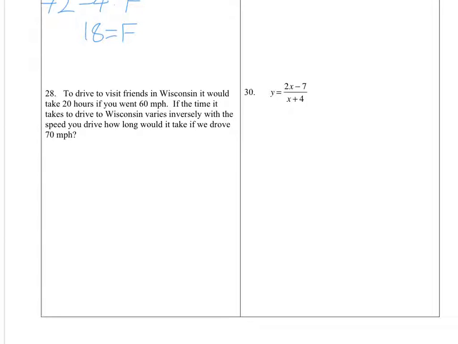To drive to visit friends in Wisconsin takes 20 hours if you go 60 miles per hour. If the time it takes to drive to Wisconsin varies inversely, all right, so I've got time and velocity. I guess that's speed, really. So time equals some kind of scale factor divided by s for speed, or time times speed is equal to some kind of constant.